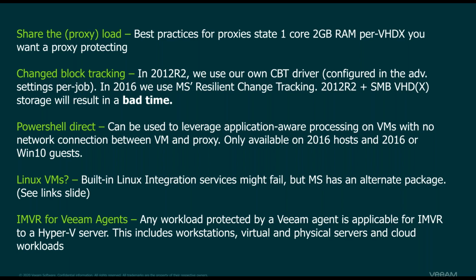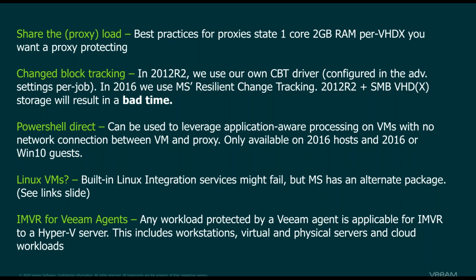With Veeam Backup & Replication, we could take any workload that we've protected with an agent, and we can do an instant VM recovery into a Hyper-V environment. This means that you have a recovery path, an instant recovery path for all of those workloads. This means that you have a conversion path for some of those workloads, right?